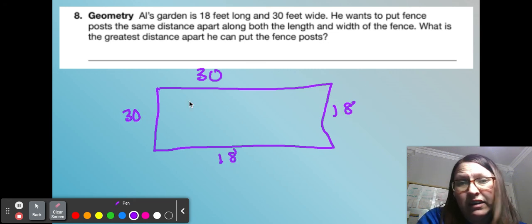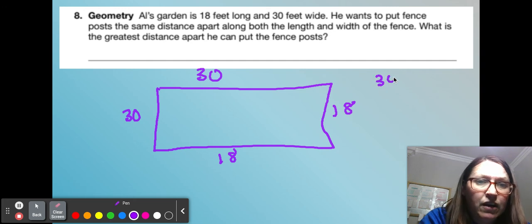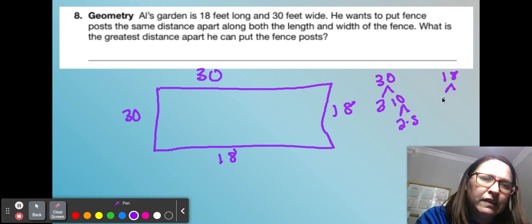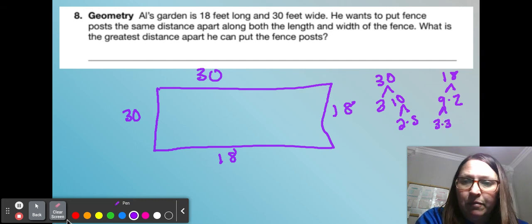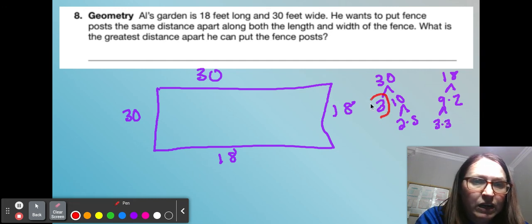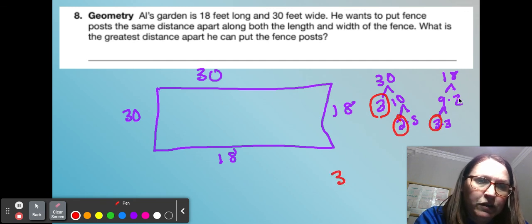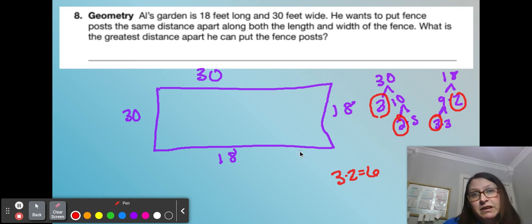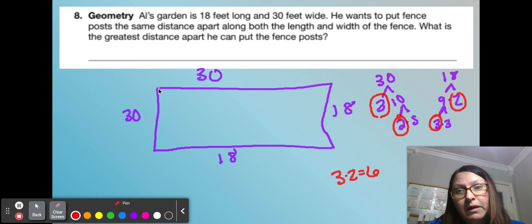Well, I could draw it and figure it out, but let me do my greatest common factor. 30 is 3 times 10. 10 is 2 times 5, right? Let's look at 18. 18 is 9 times 2, and 9 is 3 times 3. When I'm looking at my common factors, I'm saying, okay, 3 is in both of them. So let me put 3 here. 2 is in both of them, 2 and 2. So 3 times 2 equals 6. So 6 is my greatest common factor, and because of that, 6 is how far apart the fence posts would have to be.